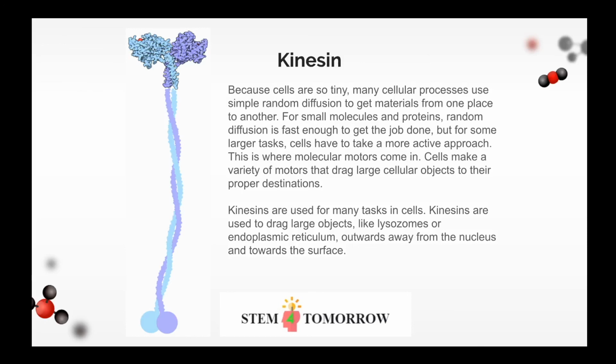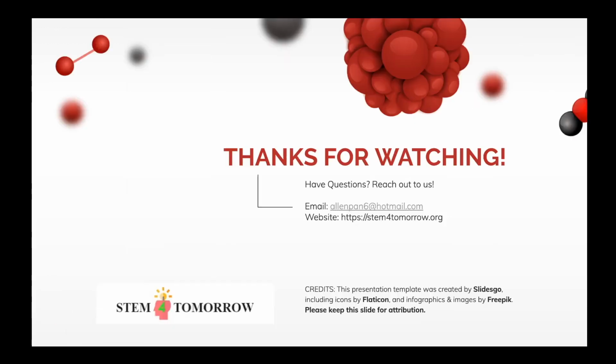Kinesin. Because cells are so tiny, many cellular processes use simple random diffusion to get from one place to another. For small molecules and proteins, random diffusion is fast enough to get the job done. But for some larger tasks, cells have to take a more active approach. This is where motor proteins come in. Cells make a variety of motors that drag large cellular objects to their proper destinations. Kinesins are used for many tasks in the cells. Kinesins drag large objects such as lysosomes and endoplasmic reticulum outwards from the nucleus and towards the surface.